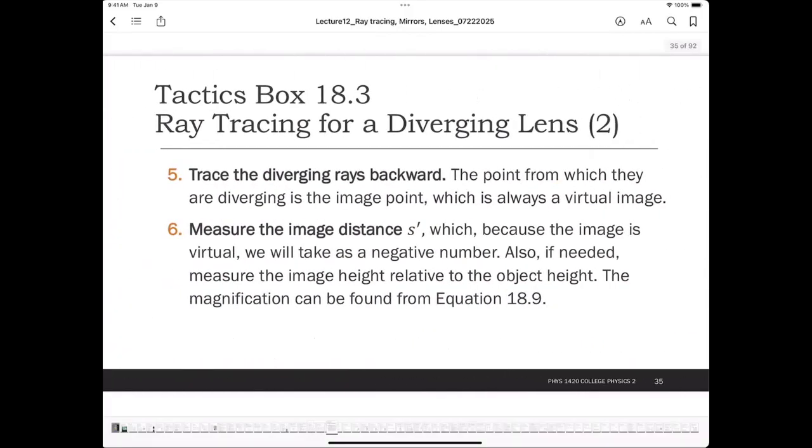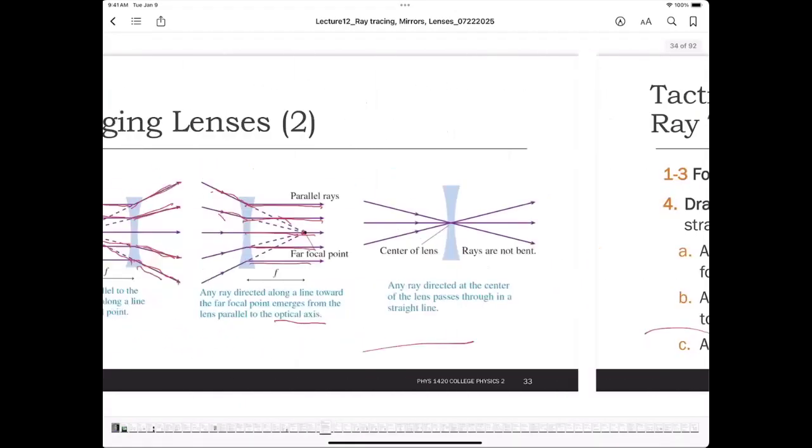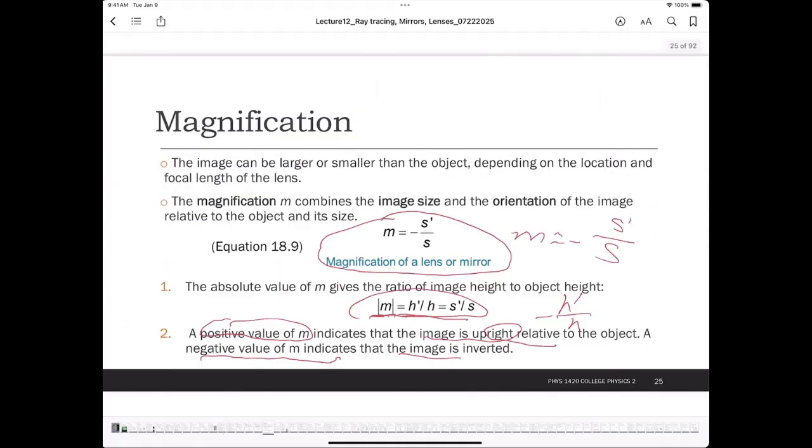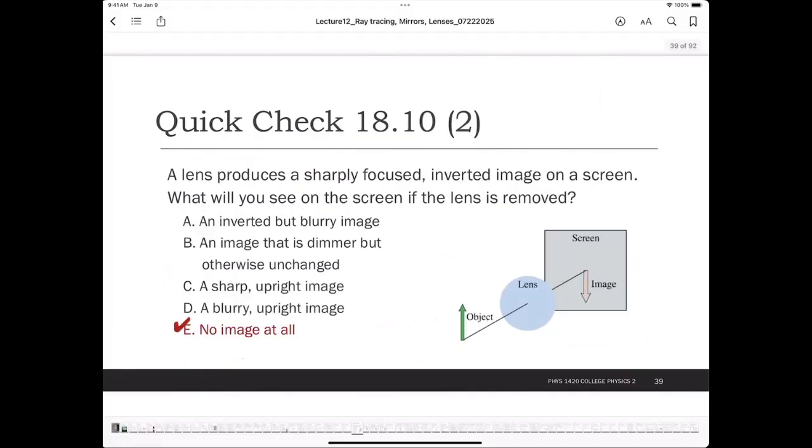The next step: measure the image distance s', which, because the image is virtual, we take as a negative number. Also, if needed, measure the image height relative to the object height. The magnification can be found from the equation, let me show it to you. Yeah, this one. We can find the magnification using this equation. That makes sense to you?